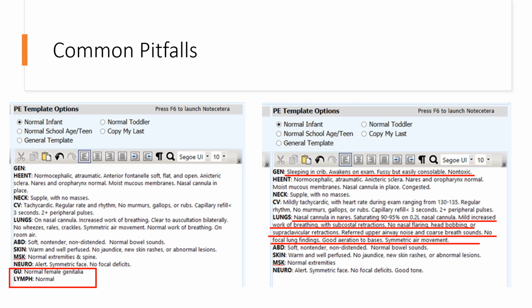Then on the one on the right, there's a much more detailed lung exam, which is important for this patient with bronchiolitis. And lastly, the writer of the exam on the right did not include GU and lymph because they did not do that portion of the exam.